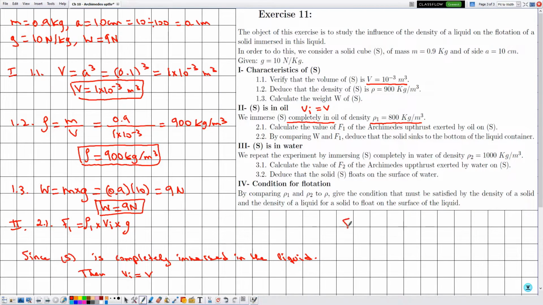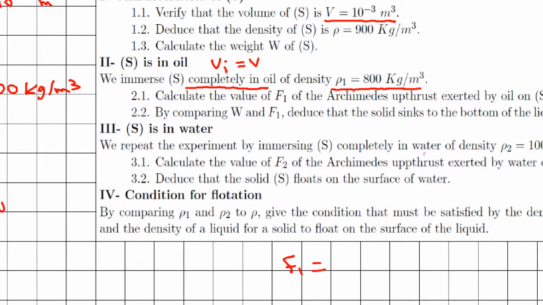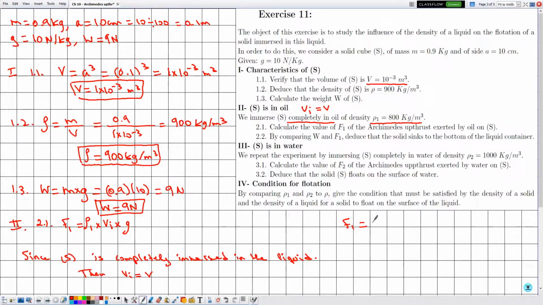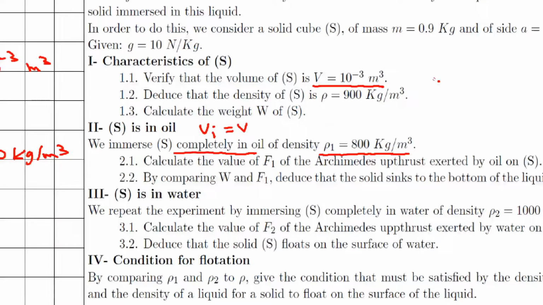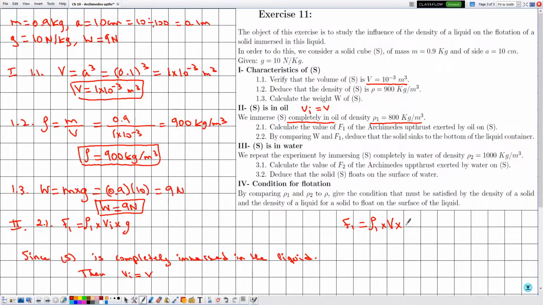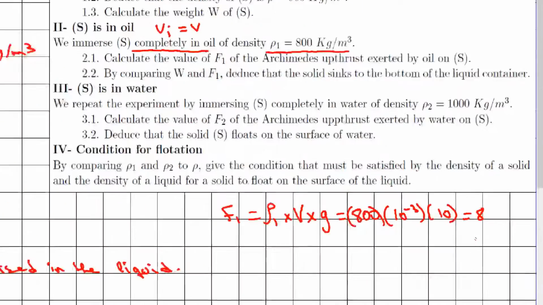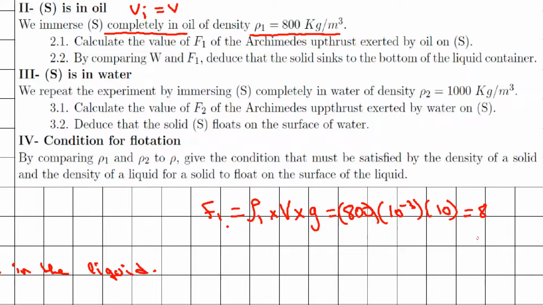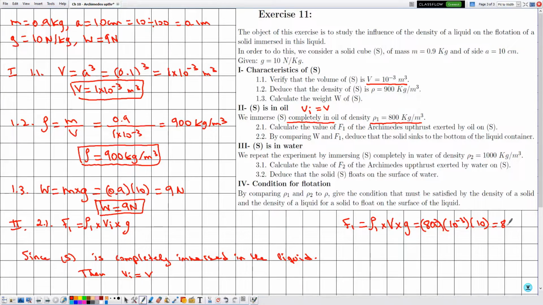So the value of F1, what does F1 represent? It is the force exerted by oil on the solid S, having the density rho 1 for oil, times the volume V, which is the total volume of the solid S, which is given by 10 to the power minus 3, times G. So rho 1 is given by 800 times the volume V, 10 to the power minus 3, multiplied by 10. Plugging this on the calculator, then the value of F1 is given by 8. Since everything is expressed in the SI, the value of F1 will be expressed in the SI, which is in newtons. So F1 is equal to 80 newtons.